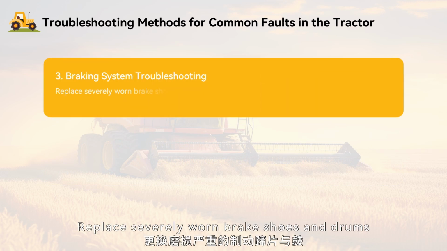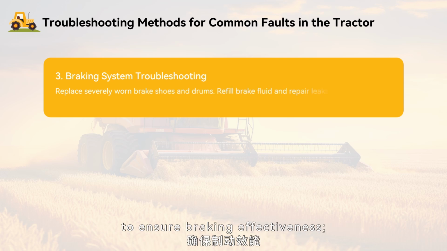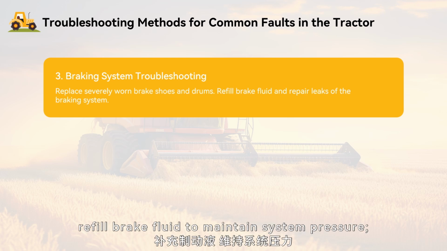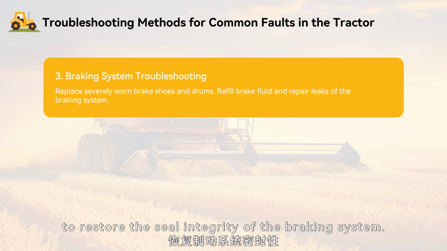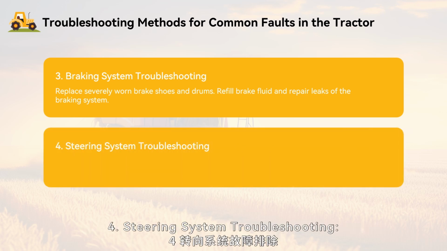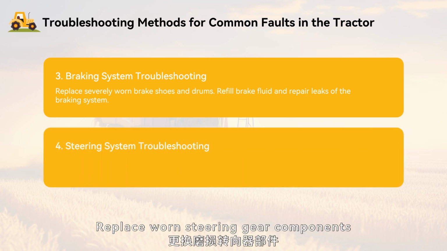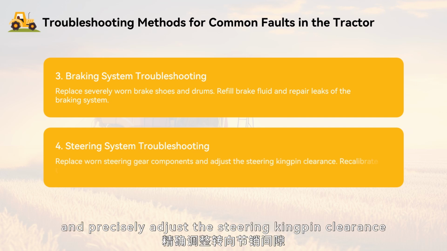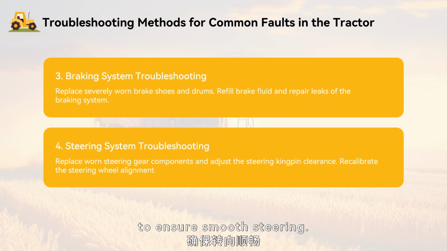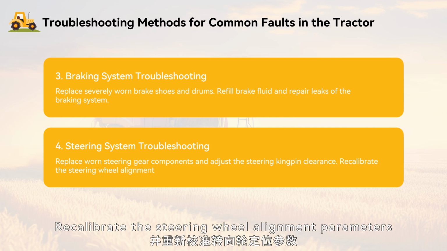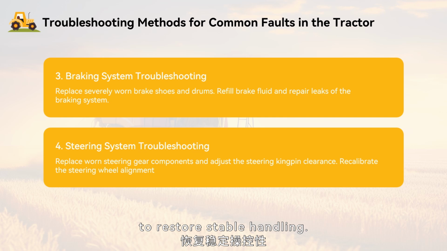3. Braking system troubleshooting. Replace severely worn brake shoes and drums to ensure braking effectiveness. Refill brake fluid to maintain system pressure. Repair leaks to restore the seal integrity of the braking system. 4. Steering system troubleshooting. Replace worn steering gear components and precisely adjust the steering kingpin clearance to ensure smooth steering. Recalibrate the steering wheel alignment parameters to restore stable handling.